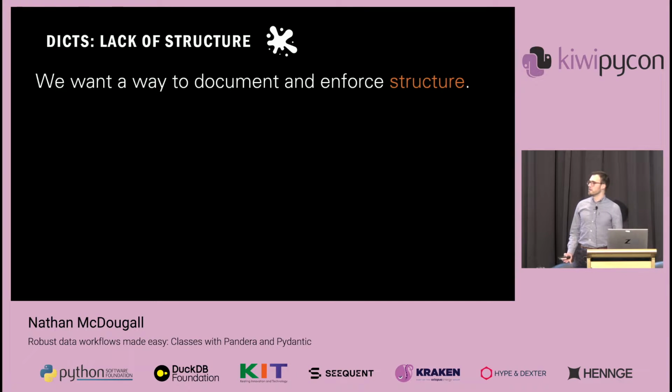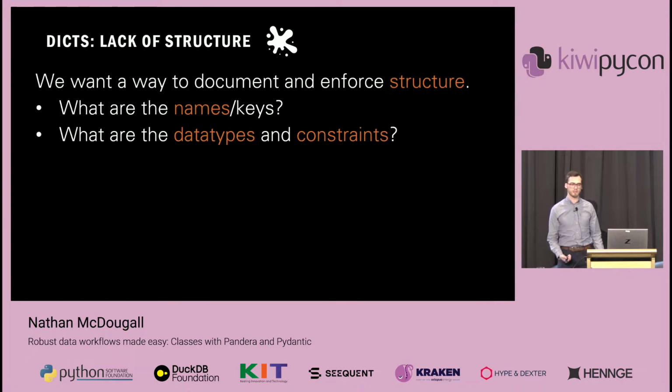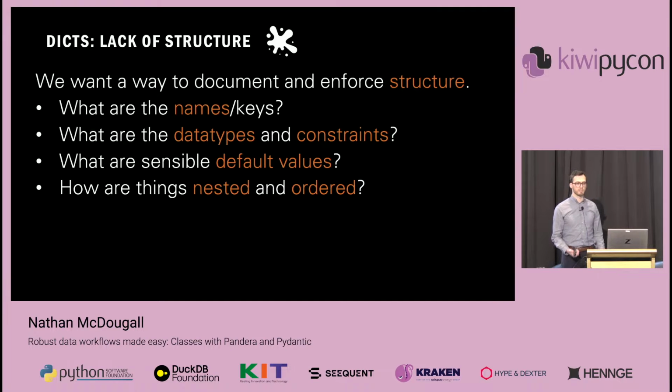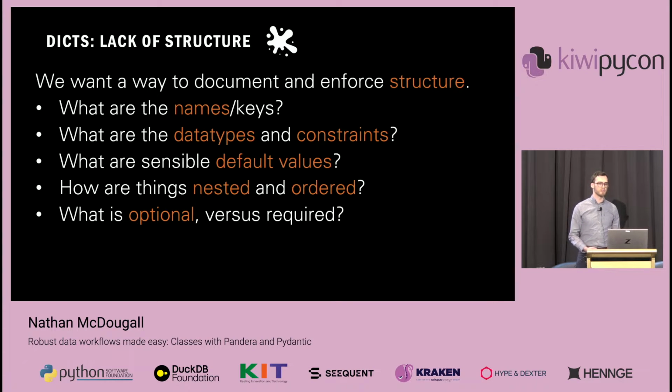So what we want is a way of documenting the structure associated with our data set. We want a way of enforcing that structure to make sure that the data set actually has the structure we're expecting it to. What are the names and keys of our data set? What data types do we expect? What constraints do we have on our data? What are some sensible default values? And maybe they're not hard-coded, but just a general guidance for someone using the class or the data set that we're dealing with. And maybe more complex things for more complex data structures like nesting and ordering, optional values.